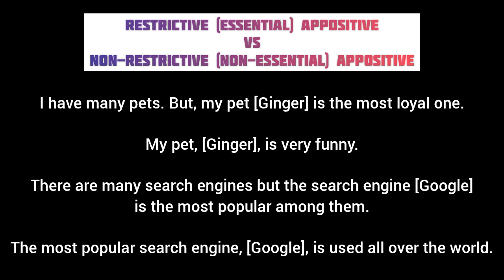But in the next example, the same appositive Google provides an additional but non-essential information. Hence, it's a non-restrictive appositive set off with commas. Here, even without this appositive, the basic meaning of the sentence is clear.